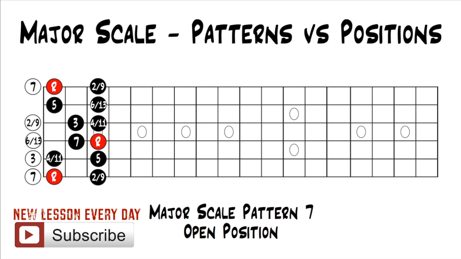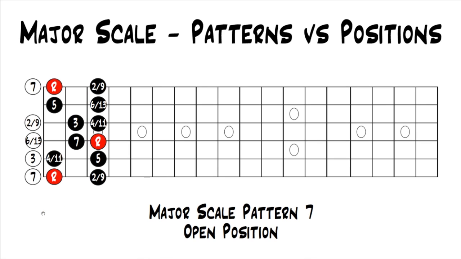So just to make it really clear, patterns are shapes that you can move anywhere on the fretboard. So pattern 1 will always look the same, but moving it to a different spot on the fretboard is going to put you in a different key because your root has changed. The note that is your root has changed. Position refers to where you're actually playing on the fretboard, so it doesn't have anything to do with patterns. A position is going to be a different pattern for different keys.